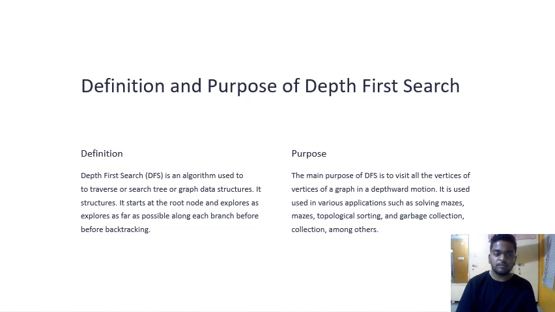Definition and purpose of depth first search. Definition: depth first search is an algorithm used to traverse or search a tree or graph data structure. It starts at the root node and explores as far as possible along each branch before backtracking. Purpose: the main purpose of DFS is to visit all the vertices of a graph in a depthward motion. It is used in various applications such as solving mazes, topological sorting and garbage collection, among others.